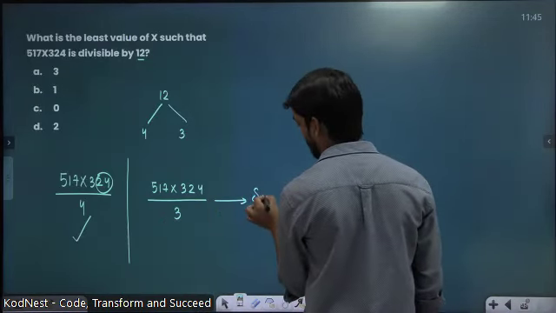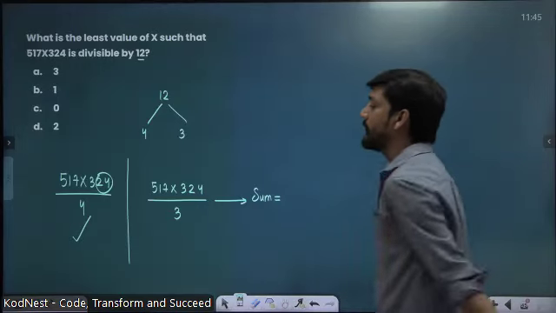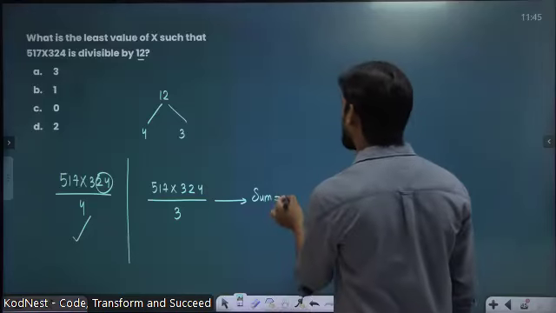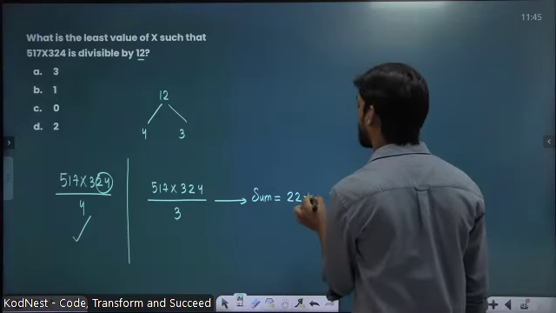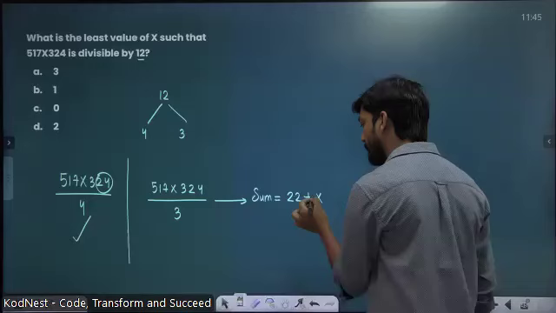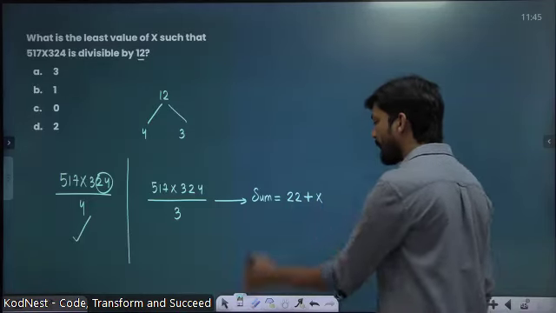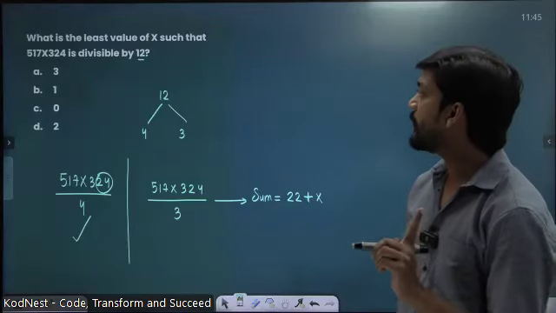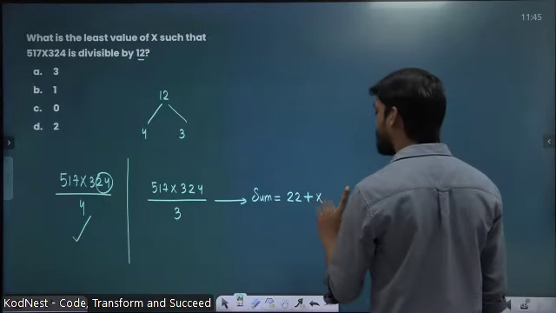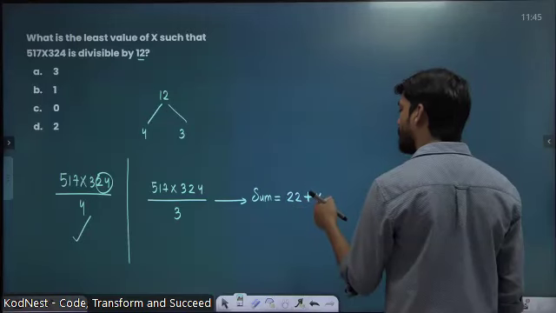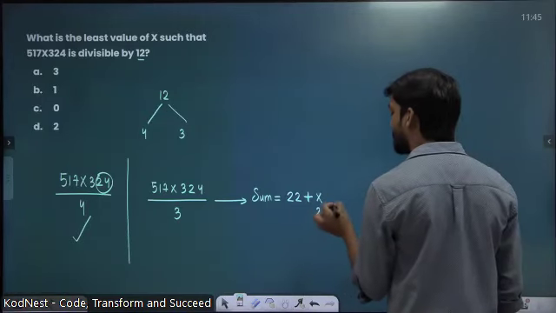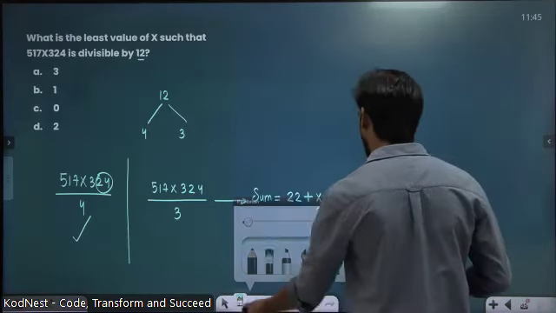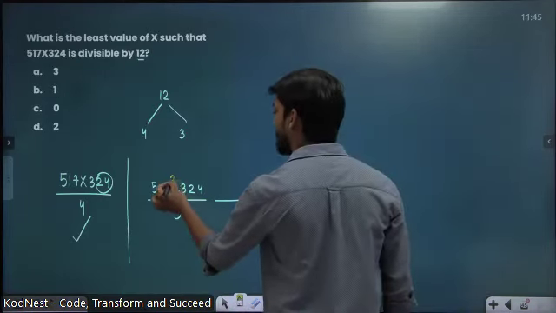How much? 7, 5, 12, 13, 3, 16, 4, 20, 22. 22 plus x. Now answer. So what x value should I take? And we have to say minimum. So minimum 0, no. 22 plus 1, 23, no. 22 plus 2, yes. So 24 I will get. Carefully answer now. x equal to 2.